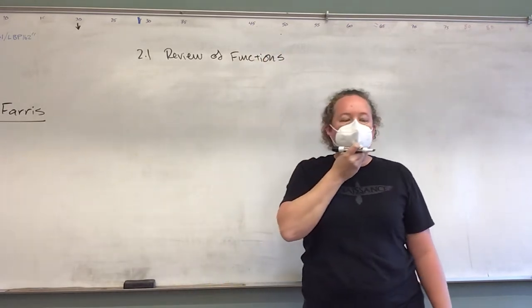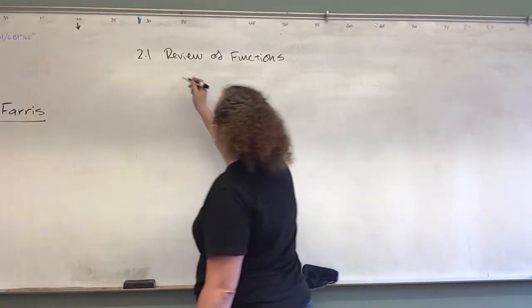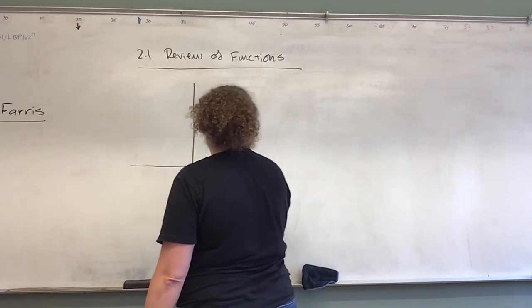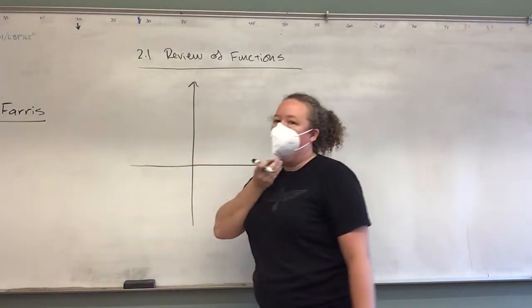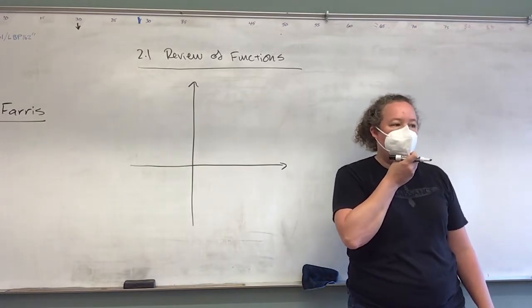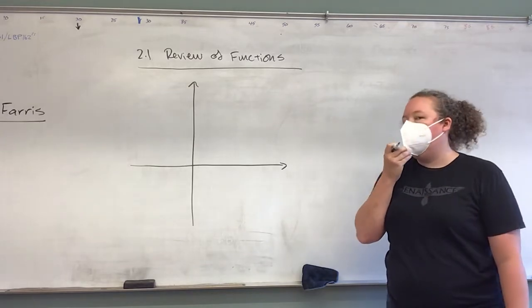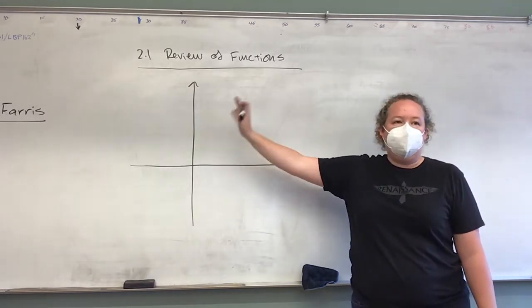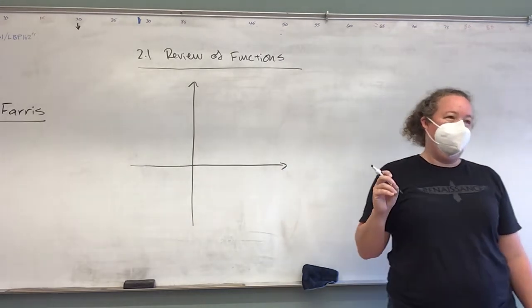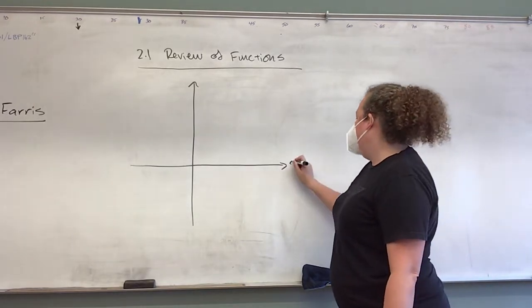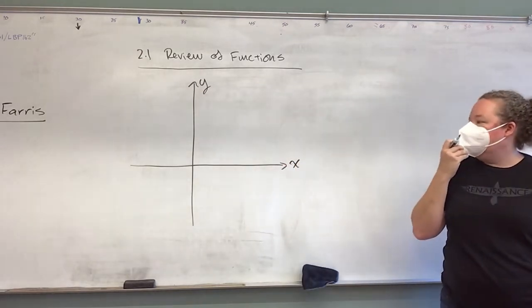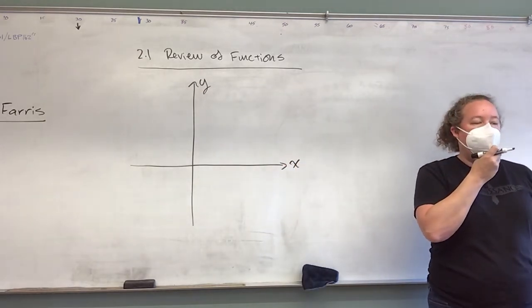So 2.1 is a little bit of a review on functions. In chapter 2, we're going to be doing a lot of graphing in what's known as the Cartesian plane. Who can tell me what these two lines, the horizontal one and the vertical one, are called? Axes. What should I label them? Yes, Gio. The horizontal one's the x-axis, and the vertical one's the y-axis. That's right. And so the horizontal one we label x, the vertical one we label y.